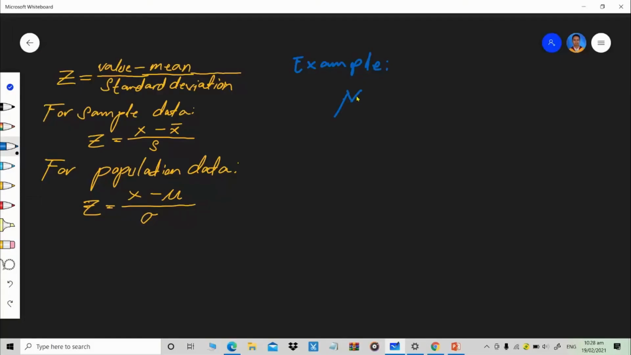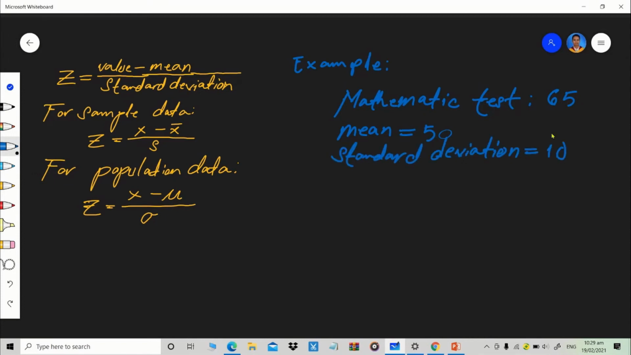Okay, for example, a student scored 65 on a mathematics test that had a mean of 50 and a standard deviation of 10. On the English test, ang score niya ay 30 at may mean na 25 and merong standard deviation na 5. So, compare his relative positions on the two tests. Okay, compare natin yan gamit ang z-score.